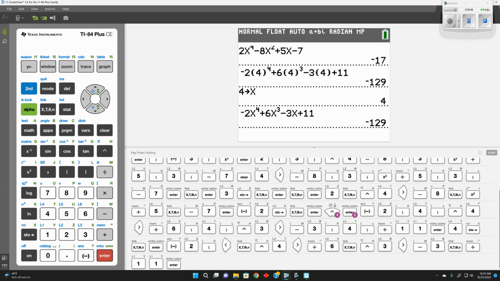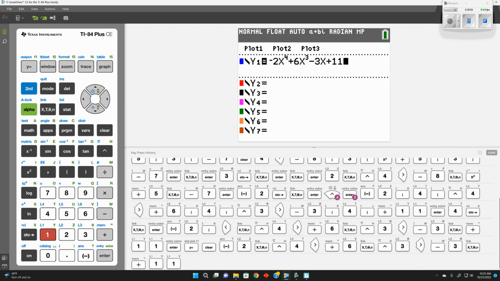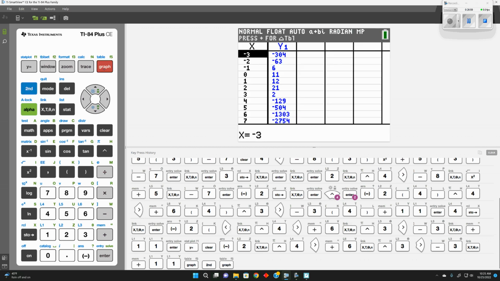Now, there's another way we could do it. -2x to the 4th plus 6x to the 3rd minus 3x plus 11 is the function we're looking at, yes? I can graph it. We can say second graph. We're trying to evaluate it when x is 4, yes? Its value is -129. Because when we graph a function, we're plugging in those values of x and seeing what the outcome is.